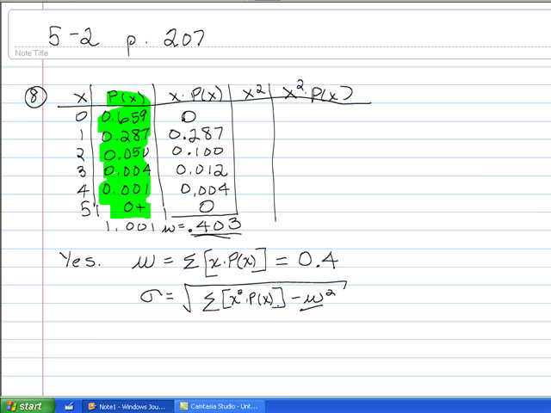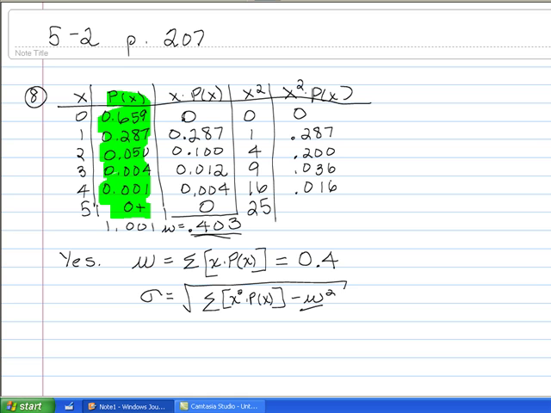So going down my column of random variables, I want to square each one of these, so that's the easy part. 16 and 25. Now I want to multiply this column by the p of x column, and I've got that highlighted in green to make sure I stay where I'm supposed to be. Okay, 4 times 0.05 is going to be 0.200. 9 times 0.004, 0.036. And 16 times 0.001, 0.016, and 25 times 0 is 0.